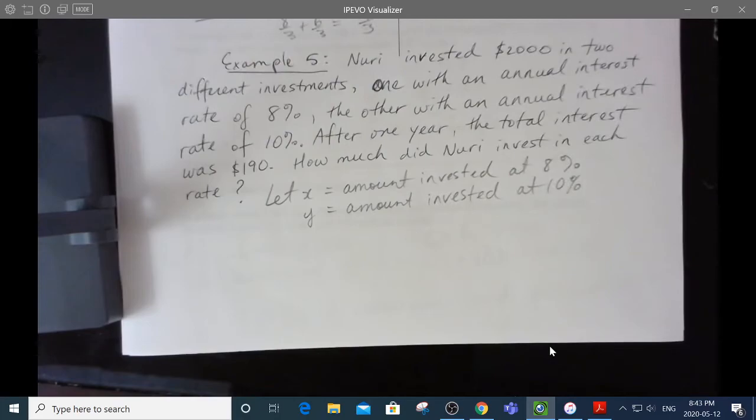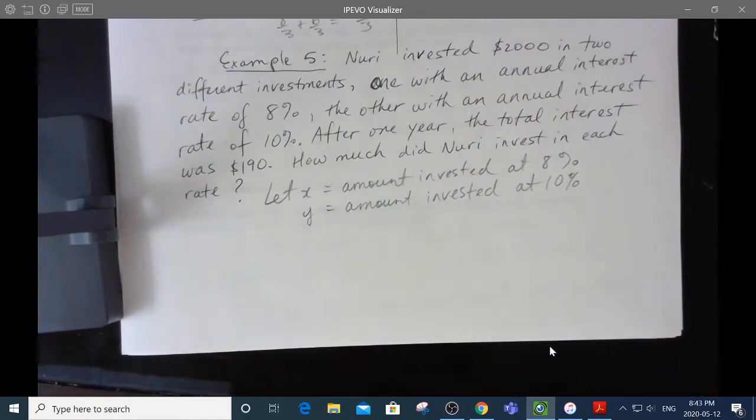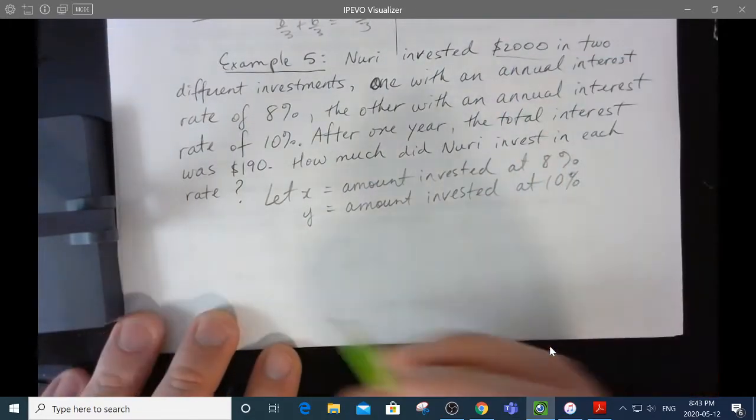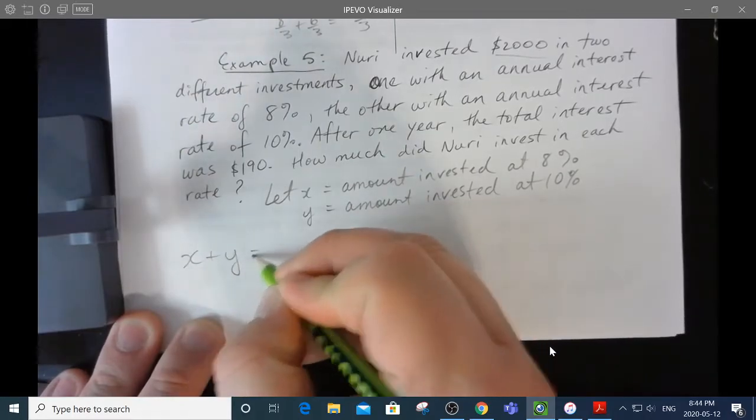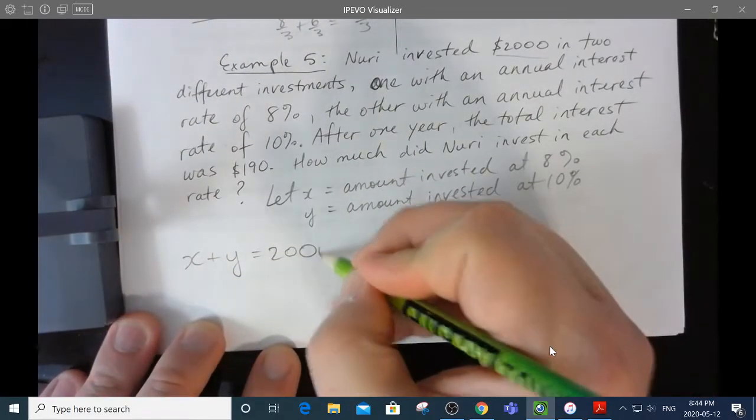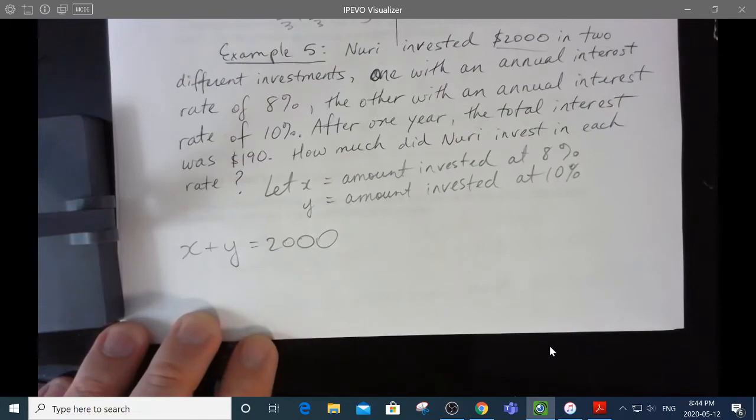So, what do I know about x and y? Well, the amount of money he has to invest in total is $2,000, right? That's my total. So there we go. x plus y equals 2,000. There's one equation. Now, what's the other equation?